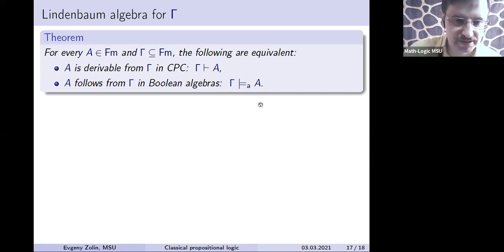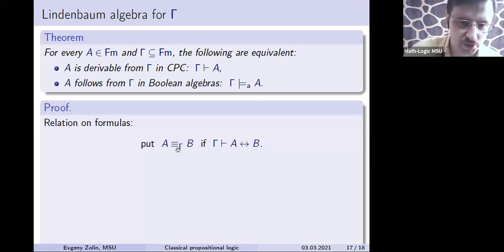And the fact is that the proof is almost exactly the same. We only need to change it at the very beginning. We introduce the relation A is equivalent to B modulo gamma. This means that this formula, A equivalent to B, is provable, not only provable from the calculus, but provable from our formulas gamma.